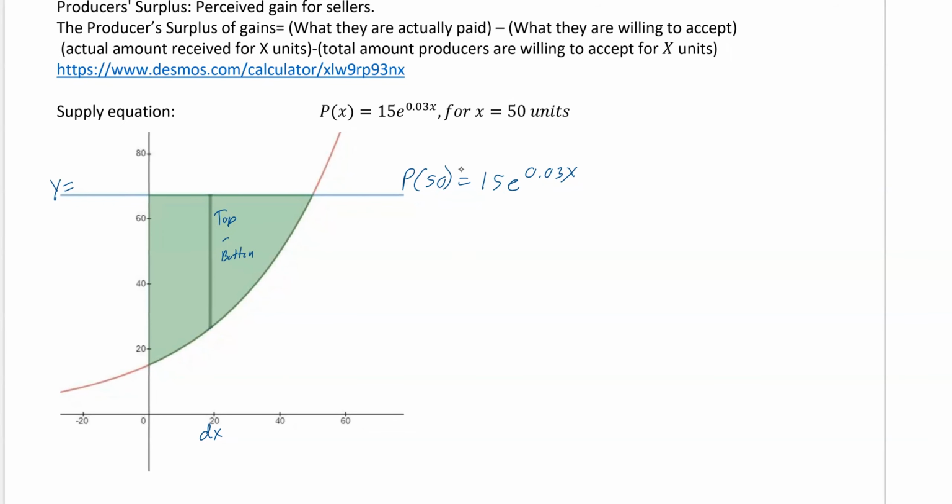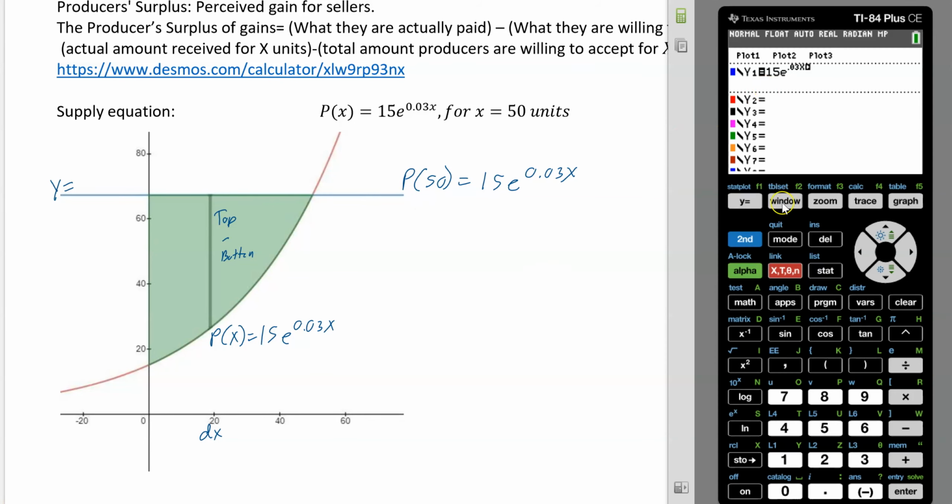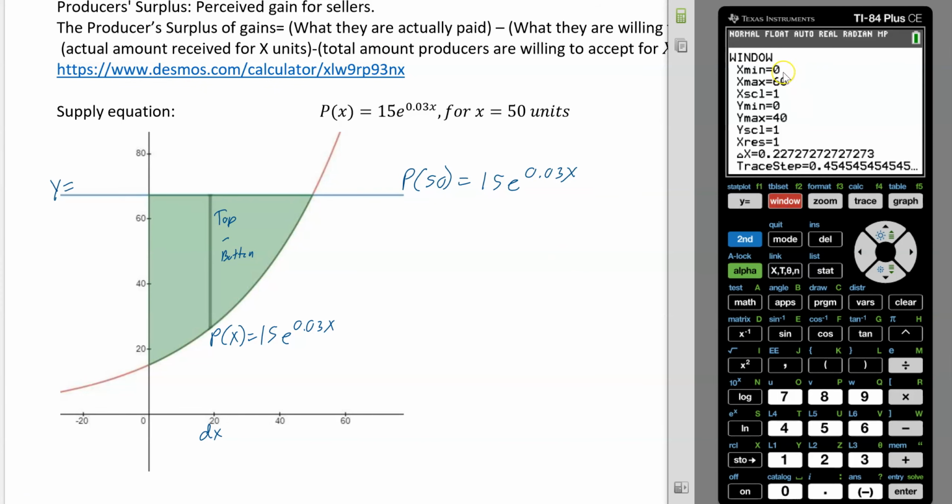We already know the bottom is going to be P of x equals 15e to the 0.03x. Okay, so now let's plug this into our calculator. We input it in and do the same thing as before. We'll put our window from 0 to 60, because we have 50 units, just to go a little bit past that, and then zoom fit.